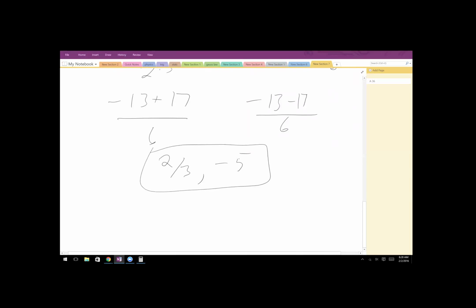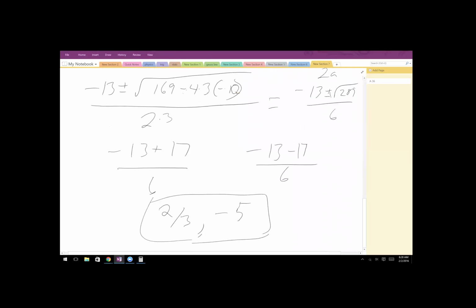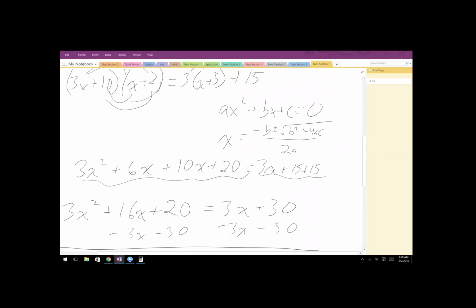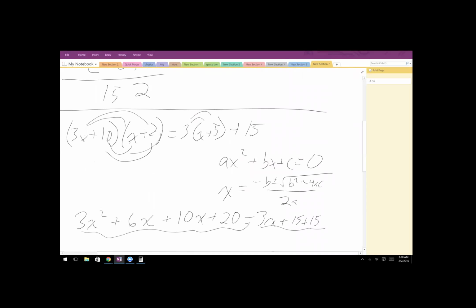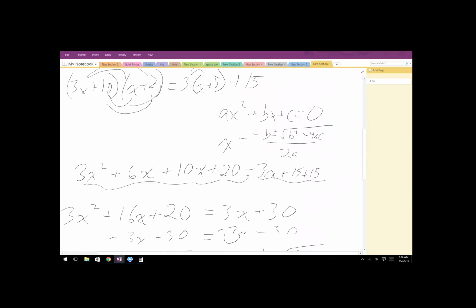That was a lot of work. What if we get to the end and we're not really sure of ourselves? Don't know what to do? I don't want to plug in the 2/3 because it's a fraction. I don't like fractions. We can always take the negative 5, go back to the equation where we started before we did anything at all, and make sure it actually works, right? So let's do that real quick.